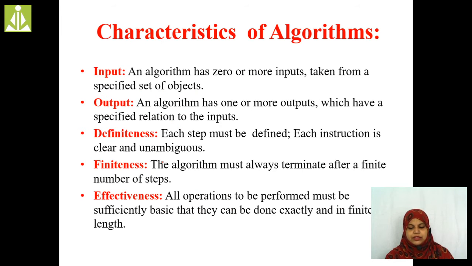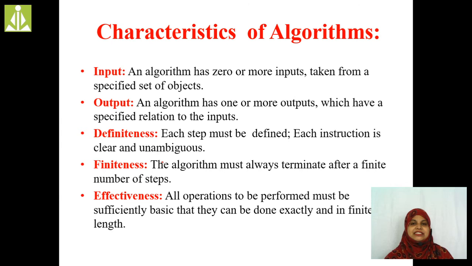Now next is the characteristics of an algorithm. What are the various characteristics of an algorithm? There are 5 characteristics of an algorithm. Whenever we write any algorithm, we have to follow these 5 characteristics. First one is the input. Input means an algorithm has 0 or more inputs taken from a specified set of objects. Whenever we design any algorithm, we must know what type of input we have to give.